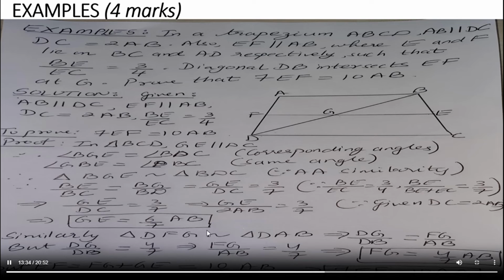Now EF is FG plus GE, so that is equal to 3 by 7 AB plus 4 by 7 AB. So that is 10 by 7 AB. Hence we have shown that 7 EF is equal to 10 AB.